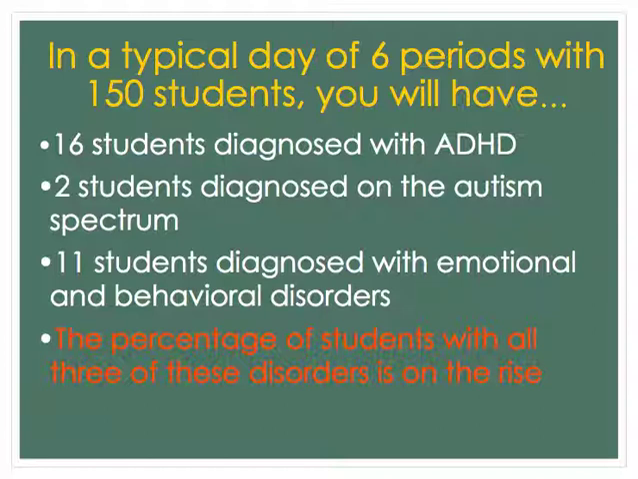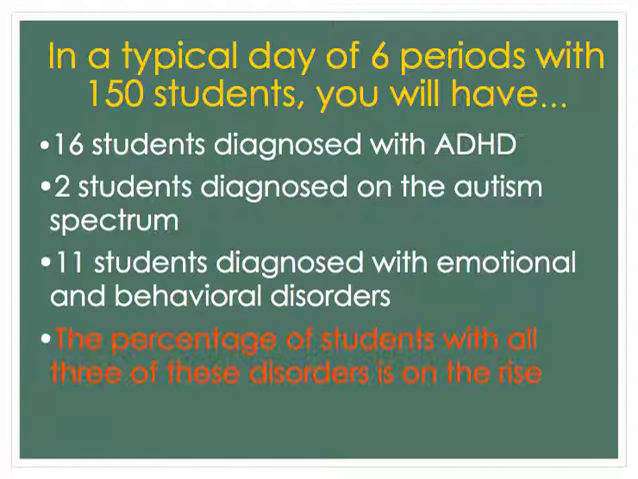And sometimes by Murphy's Law, they all end up in the same class. I'm just going to tell you, it's a challenge. Then you'll have, on average, 2 students throughout the day who are diagnosed on the autism spectrum, and 11 students who are diagnosed with emotional and behavioral disorders. So think about that. That's a lot. And as I've said, the percentage of students diagnosed with all three of these disorders is on the rise. So this is going to keep going up and up and up.